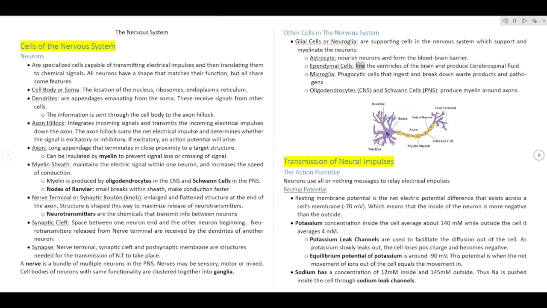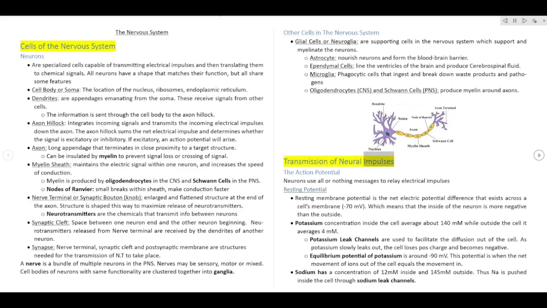Ependymal cells line the ventricles of the brain and produce cerebrospinal fluid. Microglia, phagocytic cells that ingest and break down waste products and pathogens. Oligodendrocytes, CNS, and Schwann cells, PNS, produce myelin around axons.